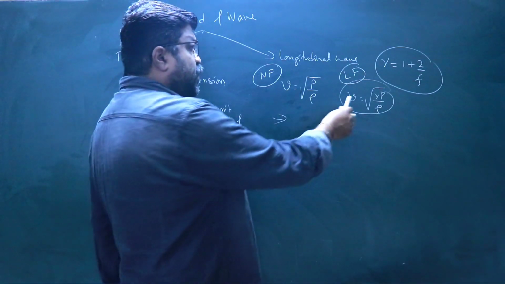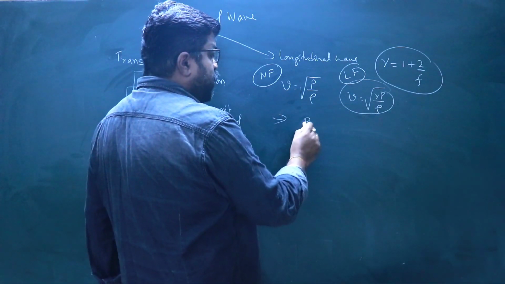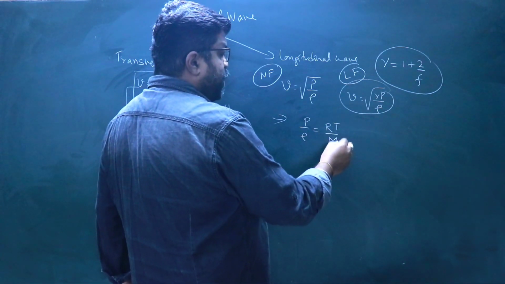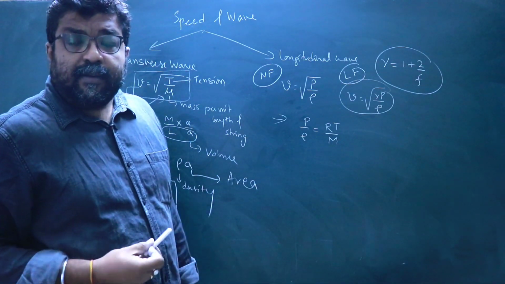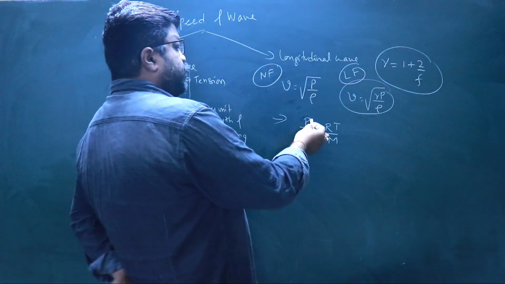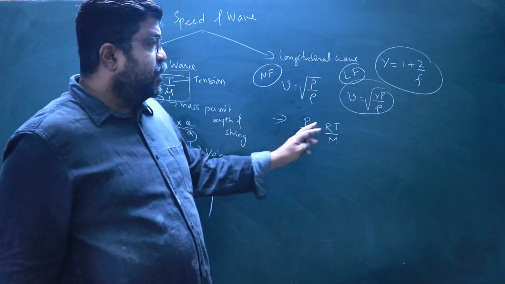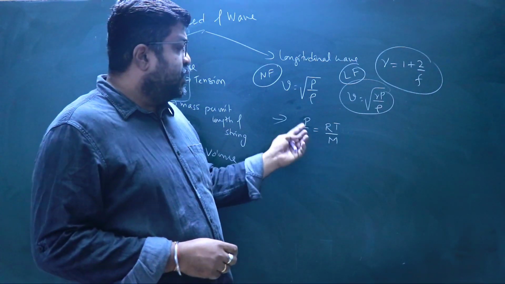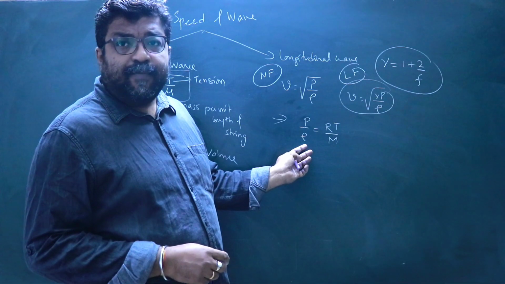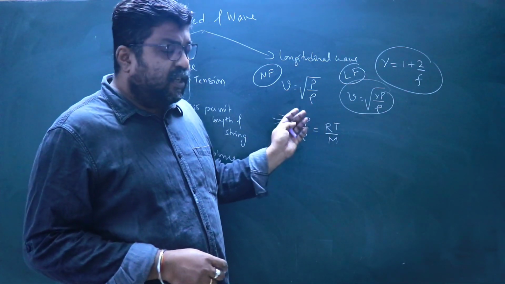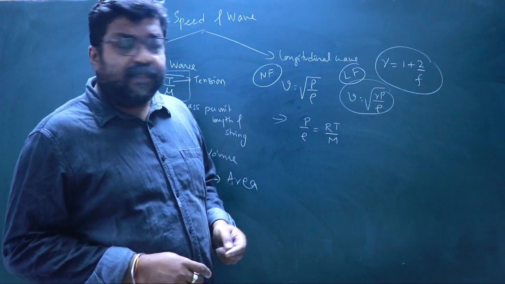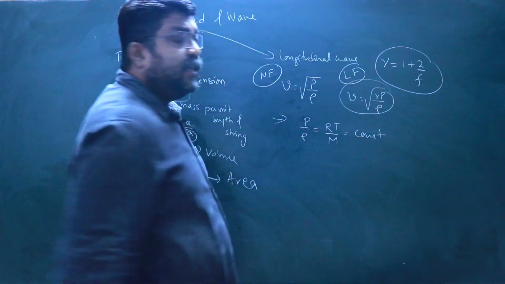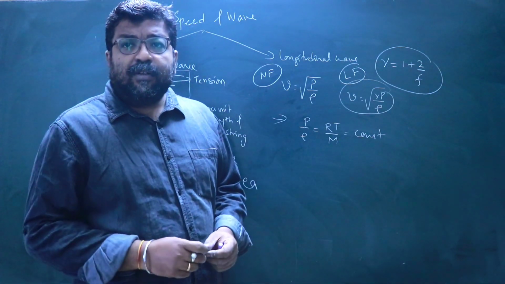Velocity of sound is independent of pressure, because this term P by rho can be written as RT by M. This you have studied in thermodynamics. If pressure changes, then density also changes such that the ratio remains a constant. If pressure is increasing, density also increases. If pressure decreases, density also decreases. Because of that this ratio is a constant, and we say that pressure has no influence on speed of sound.